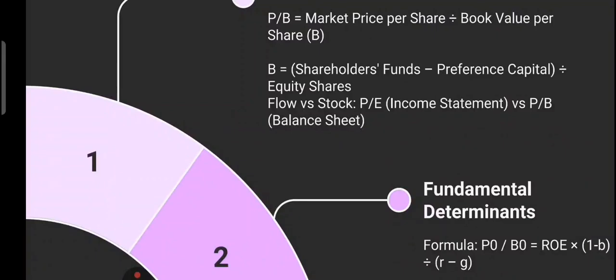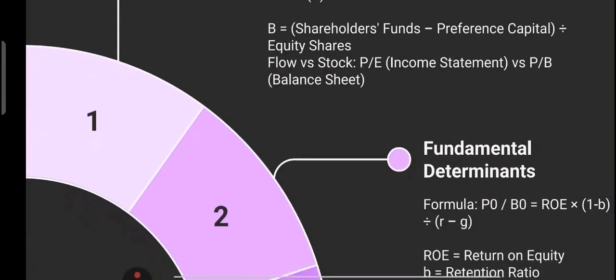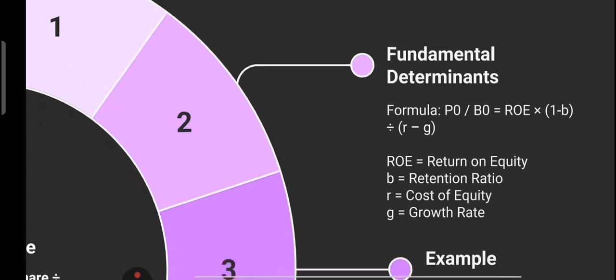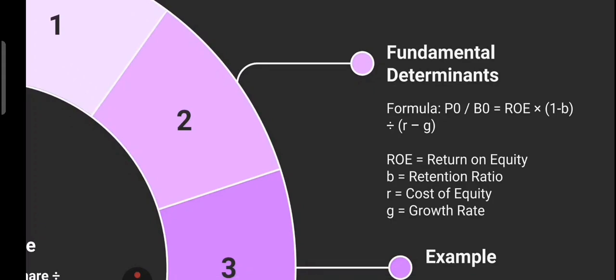So P/E is from the income statement, P/B from the balance sheet. Now the fundamental determinant: P/B is influenced by some key financial metrics. Which ones? ROE (return on equity), retention ratio, cost of equity, and growth rate. The formula is ROE multiplied by (1 minus b) divided by (r minus g). This is how you calculate P0 by B0, the fundamental determinant.